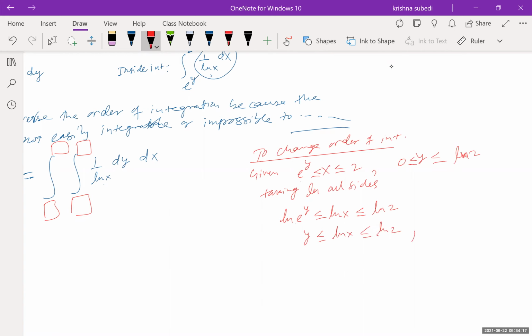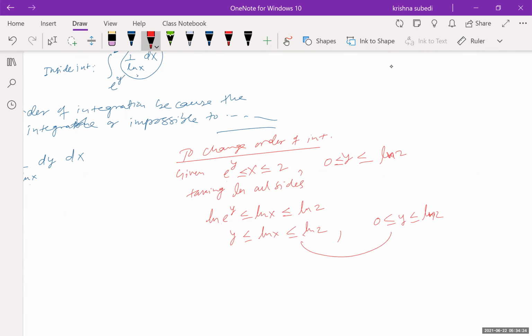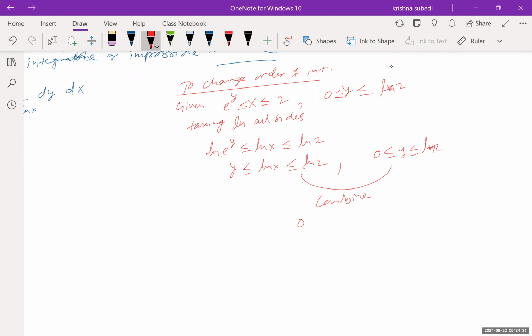So we have this and we have 0, y, ln 2. Now compare these two. Which one is the smallest one? Well, it is 0, right? Here y is the smallest from this one, but from this inequality, we see that 0 is the smallest, and then y, then ln x, then ln 2. Just put them in order as you would have done in elementary school, putting numbers in order. That's it. Now split: 0, y, ln x.